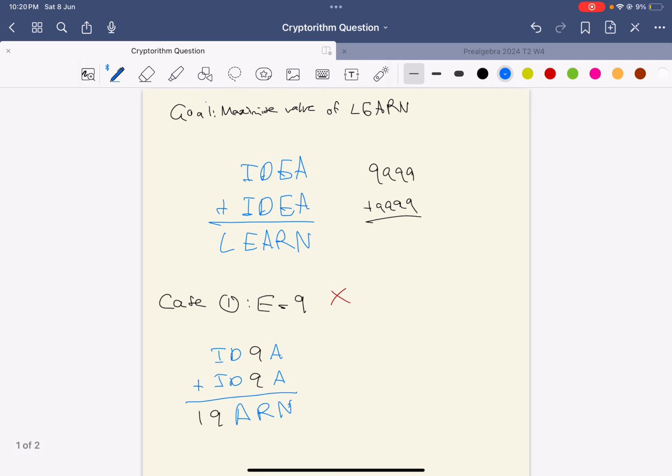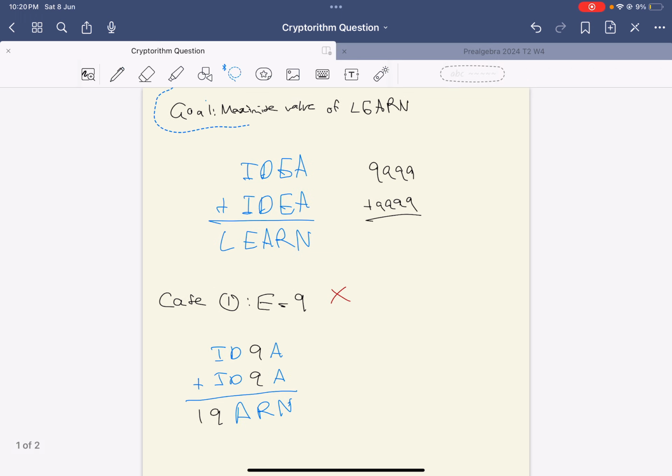Our goal is to make the value of LEARN as big as possible. So we're trying to maximize the value of this bottom number, LEARN. All this means is that IDEA plus IDEA is LEARN: a 4-digit number plus a 4-digit number equals a 5-digit number, and each letter represents a digit. Another rule is that we're not allowed to repeat digits, right?